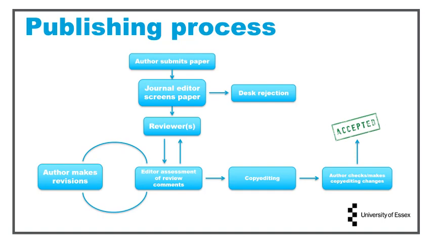It is then sent back to the editor, who can either pass the paper back to the reviewer for another review round, or move the paper on to the copy editing stage. Once the paper is in copy editing, the final tweaks are made to ensure the paper is ready for publication. The author then checks the final version of the paper before it is accepted for publication.